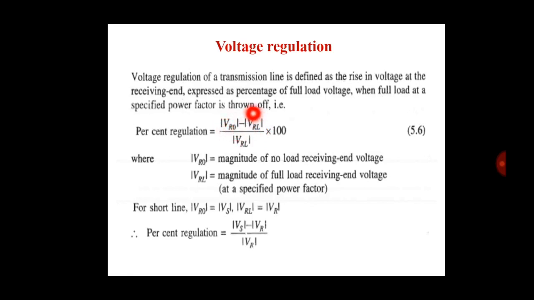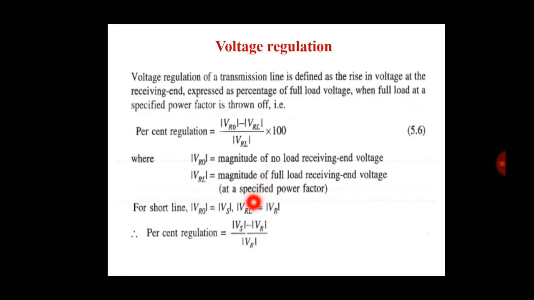No load receiving end voltage is VRO, and full load receiving end voltage is VRL. That means percentage voltage regulation is equal to (VRO minus VRL) divided by VRL, into 100. VRO is the magnitude of no load receiving end voltage, and VRL is the magnitude of full load receiving end voltage at a specified power factor.